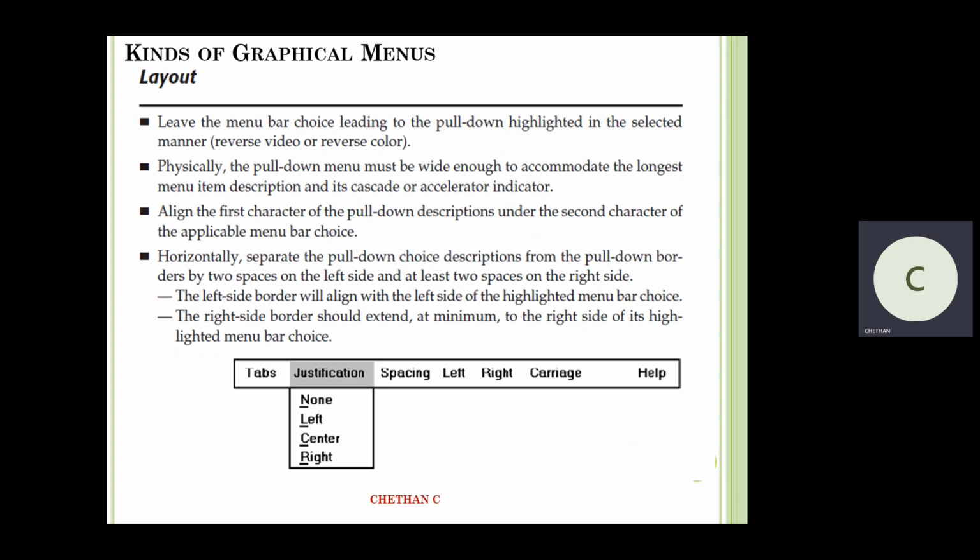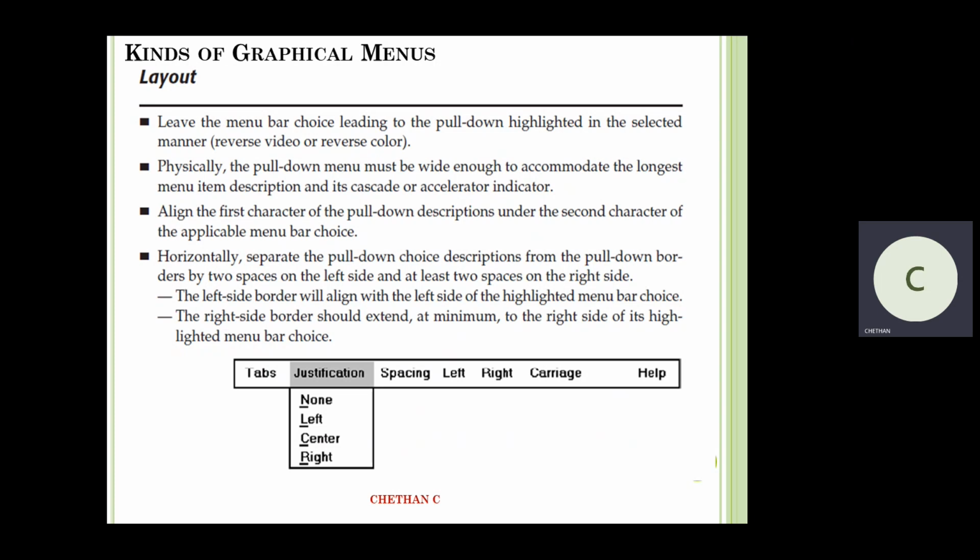Leave the menu bar choice leading to the pull down highlighted in the selected manner. Physically, the pull down menus must be wide enough to accommodate the longest menu item description and its cascade or an accelerator. What's the meaning of cascade? The cascade is very simple. You're going to see next. Okay, what's the meaning of that?